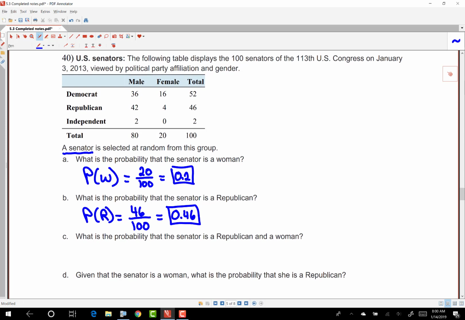Okay, same with part C, actually. What is the probability that the senator is a Republican and a woman? So we're still only selecting one. So even though I have an "and" in there, I'm not multiplying. We're just looking for the probability of getting a Republican female if we select one senator. So it's still out of 100. And the number of Republican females is 4. So that would be 4 out of 100, or 0.04.